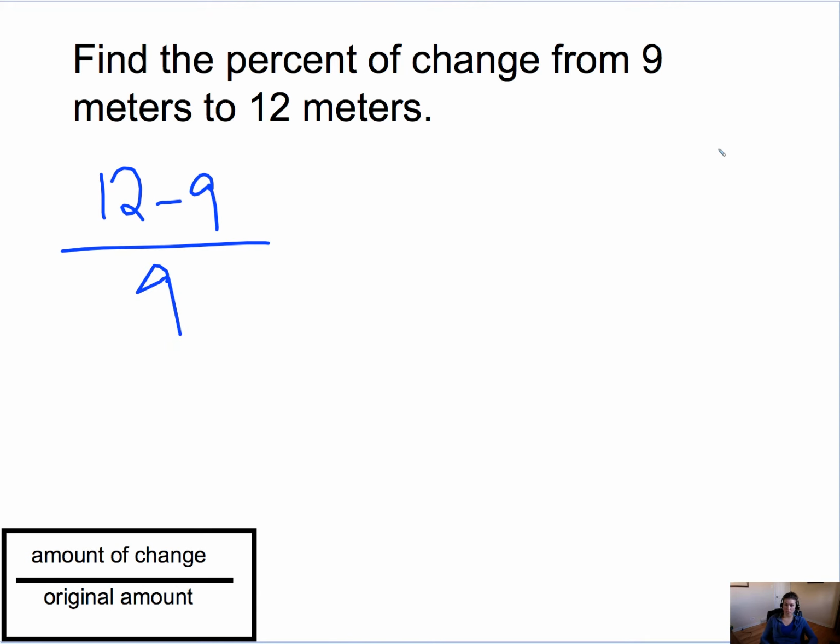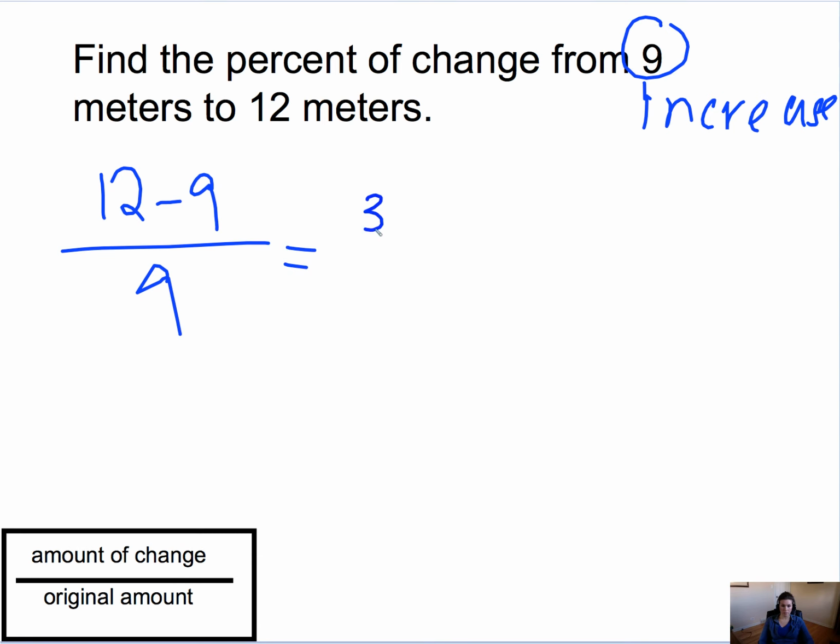Now, let me clarify this for a second, because a lot of people say, well, shouldn't we do 9 minus 12 in the numerator? You don't want to have a negative number. Okay, so you want to do 12 minus 9 to keep it positive. It's just that in the end, you'll use common sense and know that this is a percent of increase because we went from 9 to 12. So you would just take 12 minus 9 and then put your original amount, which is 9, because it started at 9 and it went up to 12.